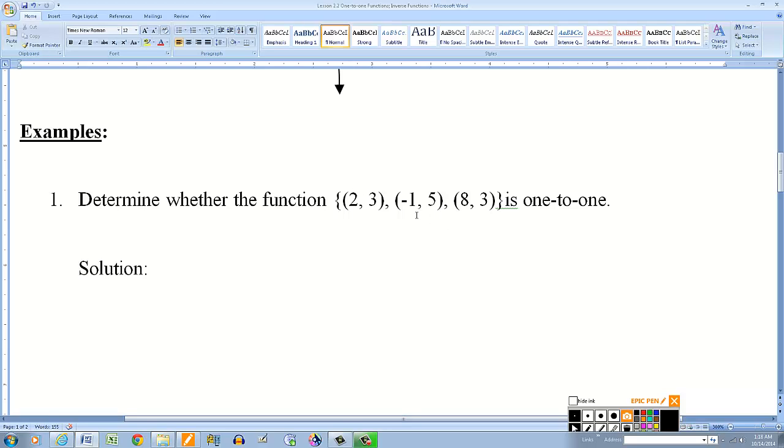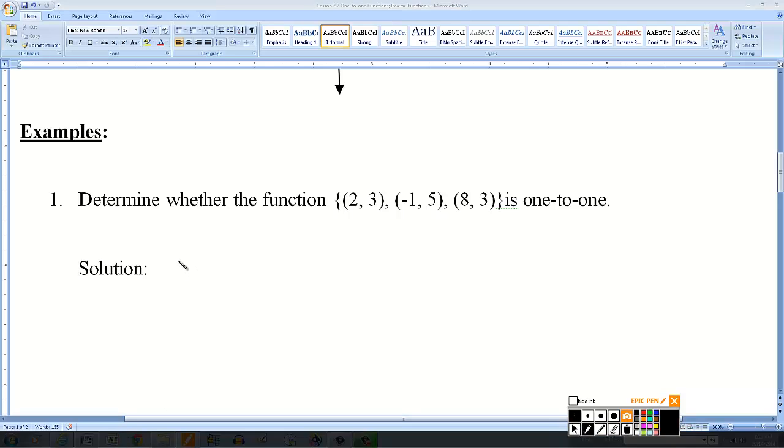Now, is it 1 to 1? To be 1 to 1, for every y, there has to be one value of x. Well, notice when y is 3, you see a 3 here and a 3 here. So when y is 3, x can be 8, or from this one, x can be 2. So for this one, the answer is no. This is not 1 to 1.